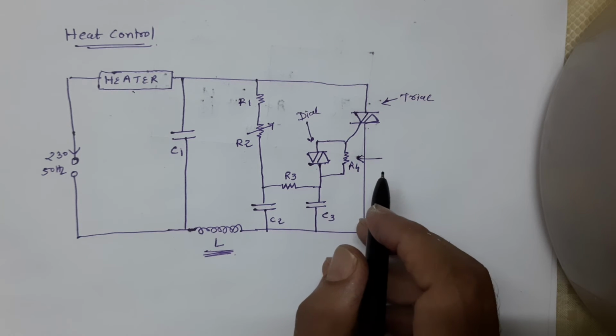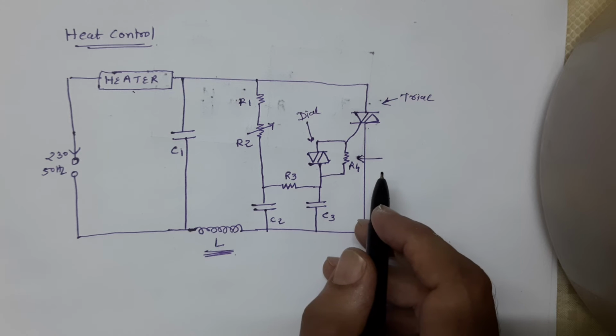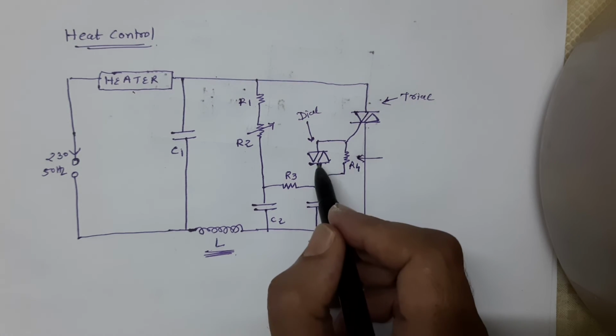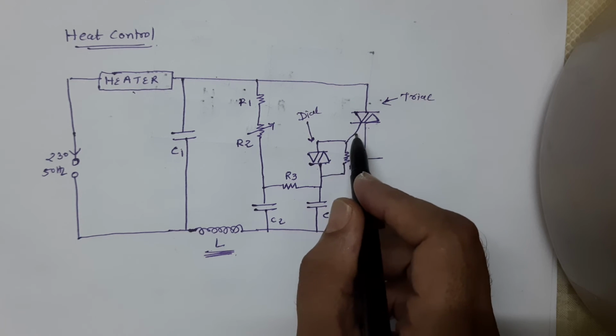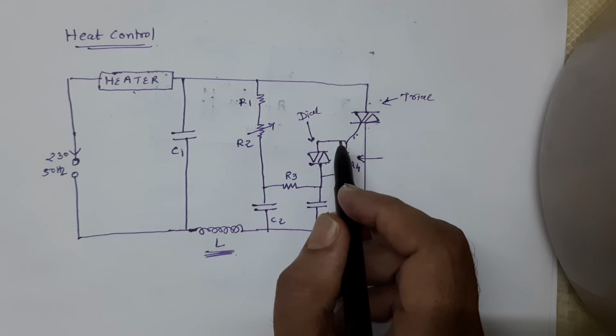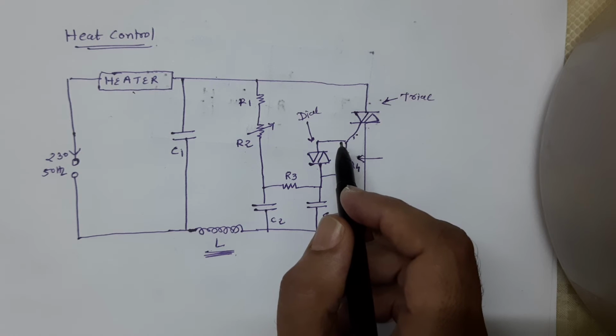The working: as the input voltage increases positively or negatively, C1 and C2 charge at a rate determined primarily by R2. When the voltage across C3 exceeds the breakover voltage, the diac conducts. That means current flows to the gate of the triac. The capacitor C3 discharges through the conducting diac into the gate of the triac. This turns on the triac and hence AC power to the heater.